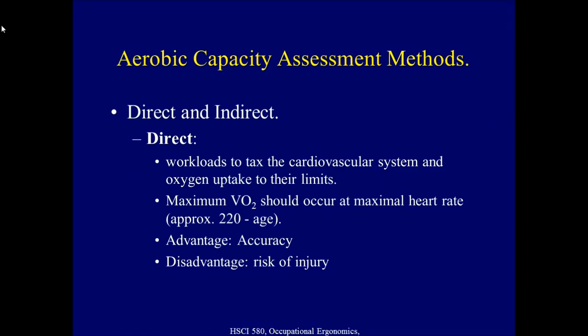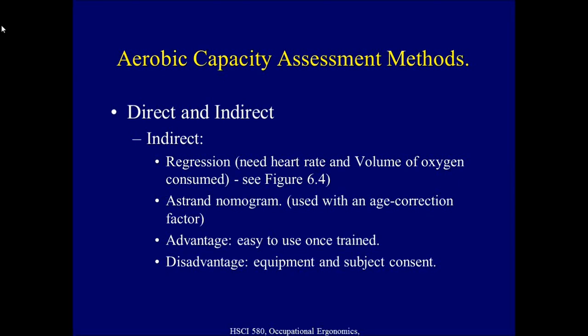The aerobic capacity assessment methods then, we have our direct. These are workloads to tax the cardiovascular system and oxygen uptake to their limits. The maximum VO2 should occur at maximal heart rate, approximately 220 minus your age. The advantage is accuracy. The disadvantage is a risk for injury when you're going for these maximum limits. Indirect, you can do regression calculations, and you can also look at nomograms. Astrand and Rodahl have several books that they published together that get involved with age correction factors and so on to give you a much more accurate readout for aerobic capacity. One of the advantages is that it is easy to use once you're trained in how to do it. The disadvantage is obviously you're going to need some equipment for heart rate monitoring and oxygen consumption, as well as subject consent to gather such data.